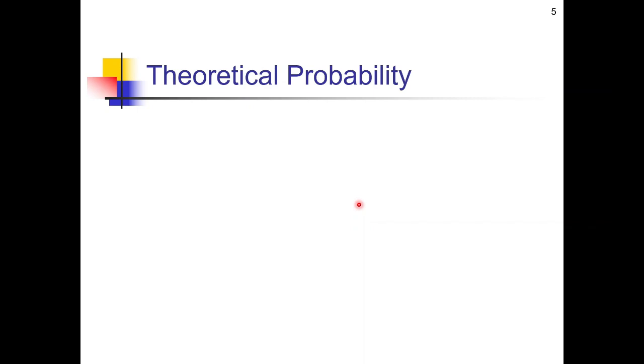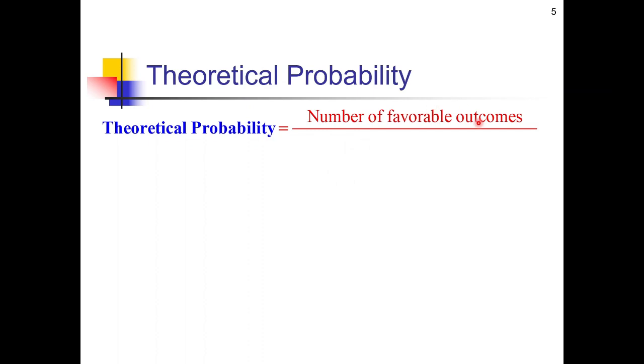Now that we've talked a little bit about sample space, let's dig a bit deeper into this idea of probability. The first type of probability we're going to spend some time on is called theoretical probability. Theoretical probability, like all probability, is a ratio, it's a fraction, and this is going to be the number of favorable outcomes to your experiment divided by the total number of possible outcomes. So for example, in that coin flip, there was one favorable outcome, you were trying to get heads, and two possible outcomes, heads or tails.